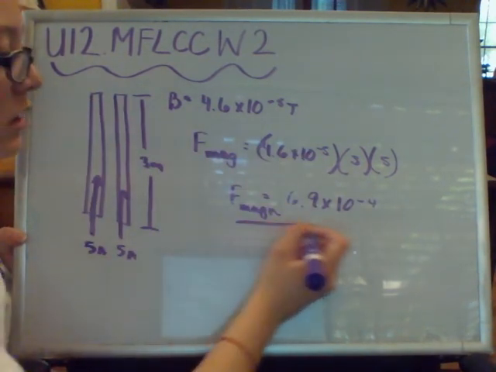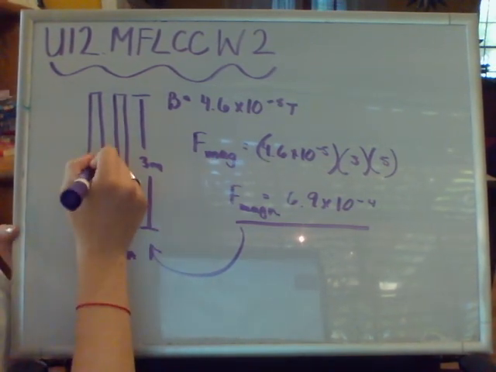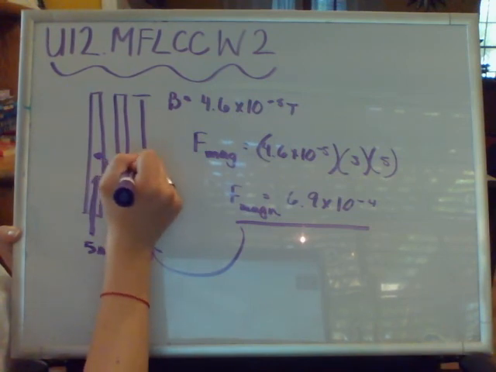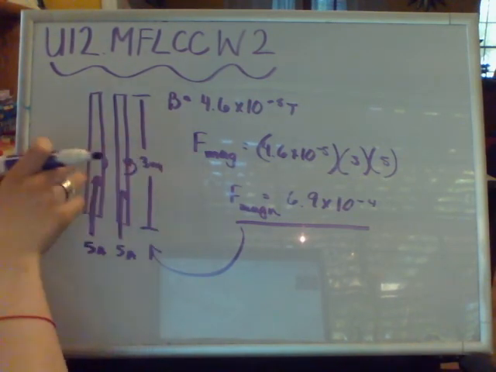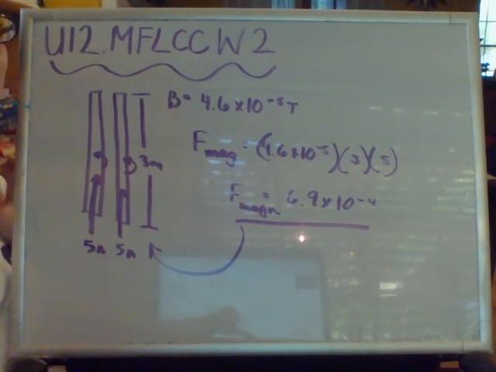And that is our attractive force between these two current carrying wires, which have the same magnetic field, and they're going to be going in the same direction, so they're going to attract each other. And that is how you solve for two parallel current carrying wires that attract.